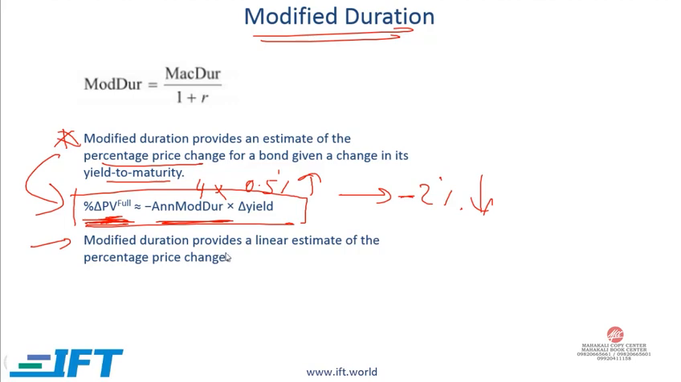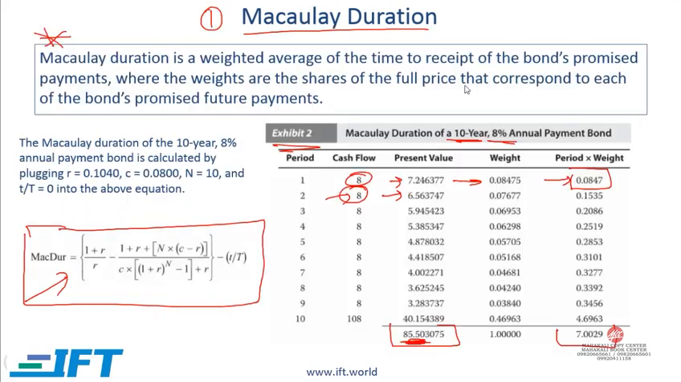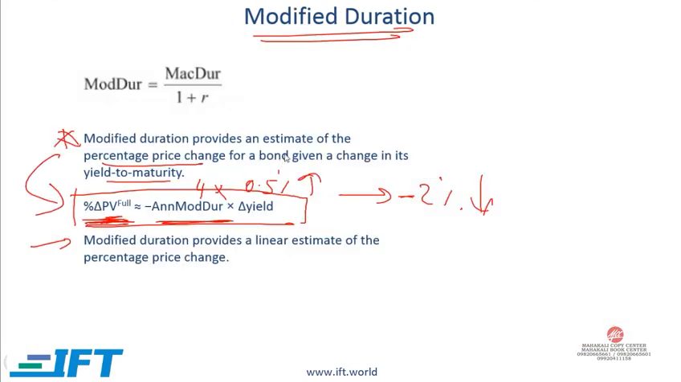Make sure that you understand the interpretation of modified duration and Macaulay duration. And just to refresh your memory, with Macaulay duration, the duration is the weighted average of the coupon payments or the cash flows, so the weighted average of the time to receipt of the bond's promised payments. And here the interpretation is that modified duration provides an estimate of the percentage price change for a bond given a change in its YTM.